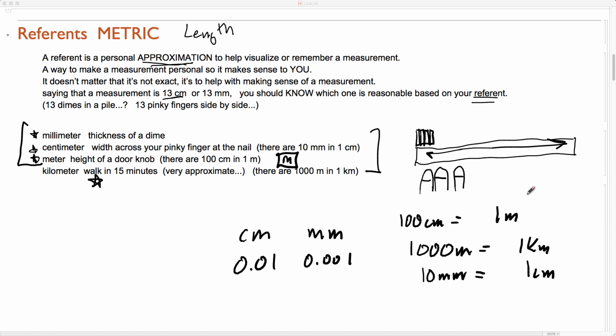As I said, I'm not sure whether your teacher is going to expect you to memorize those or whether they'll be on a formula sheet. So what I'm trying to emphasize here is just having these in the back of your mind for making estimations so that you can put measurements in the right ballpark.